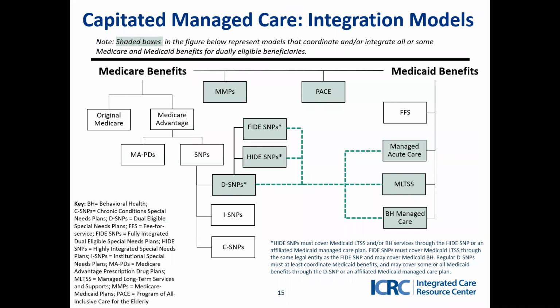So this slide is here just to help you visualize how all these capitated managed care pieces fit together. And the green boxes represent the integrated programs, whereas the white are not integrated. So you can see that DSNPs are a type of Medicare Advantage plan that may cover Medicaid acute care, managed long-term service and supports, and behavioral health. And then you can also see here the two subsets of DSNPs, which are FIDE and HIDE. Okay, next slide, please.